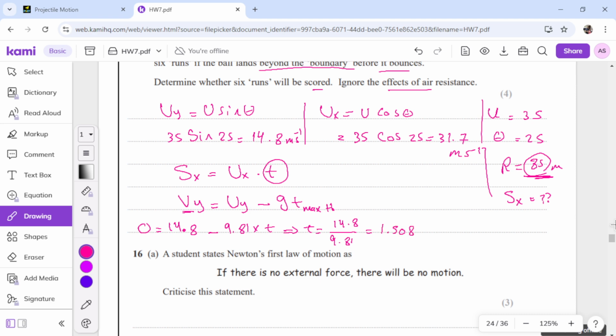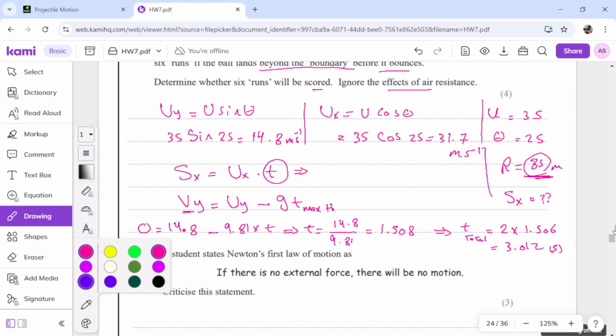1.508. And when the ball lands, it will take 2 times. So now time for the total travel to land, it will be 2 multiply 1.508. So it will equal, I have to use my calculator, 1.508 multiply 2, which equal 3.012 seconds. Now I will move to this equation to complete my answer.